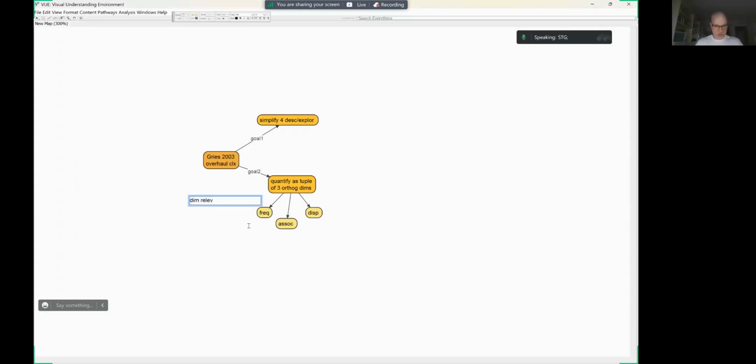Dimensions relevant to cognitive usage-based linguistics. Okay, so this is why we include that. So like this.